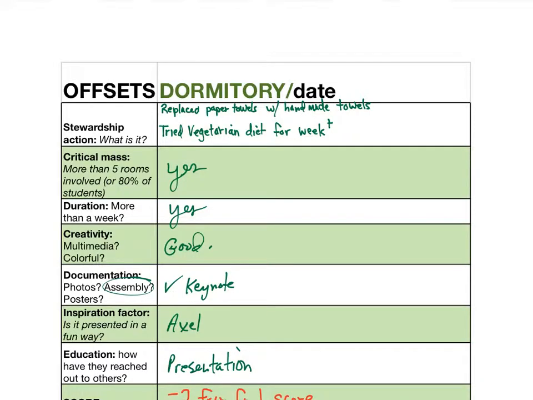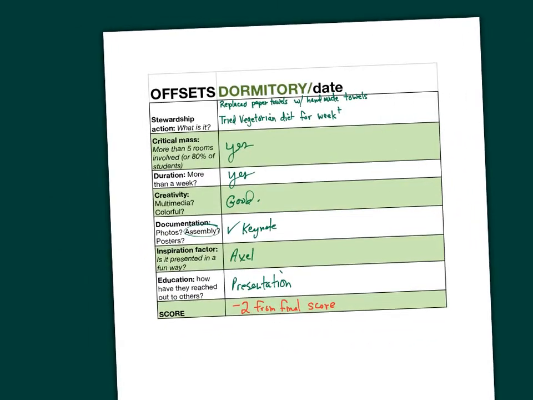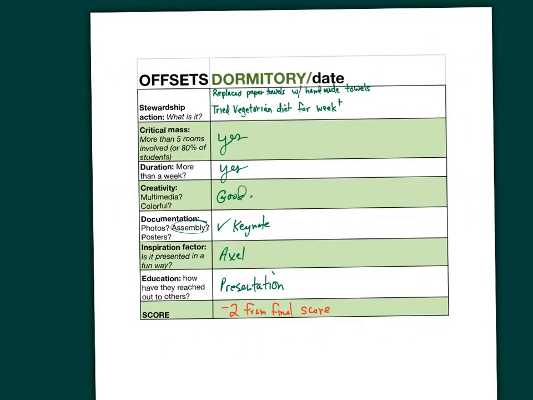So here is the offsets scorecard, which is on the flip side of our dorm scorecards. Let's take a look at this one. Remember that EcoDorm presented in assembly about their efforts to replace their paper towels with handmade, hand-knit towels. Holy smokes, right? That's some serious effort, and they're using them. And they also tried a vegetarian diet for a week. Pretty good. The effort matters, and they presented information on that. So let's review the criteria.